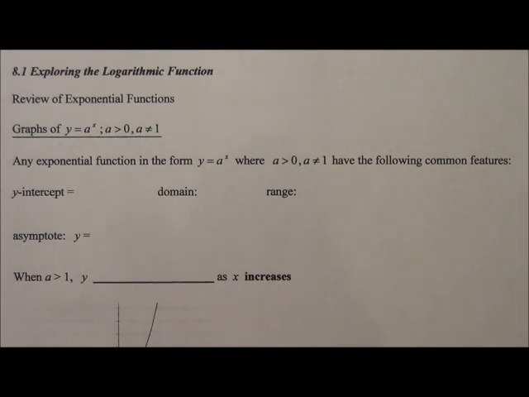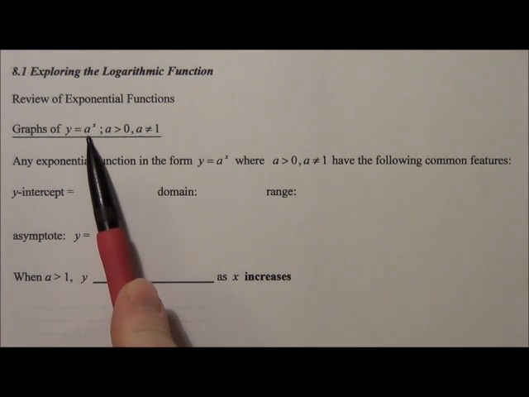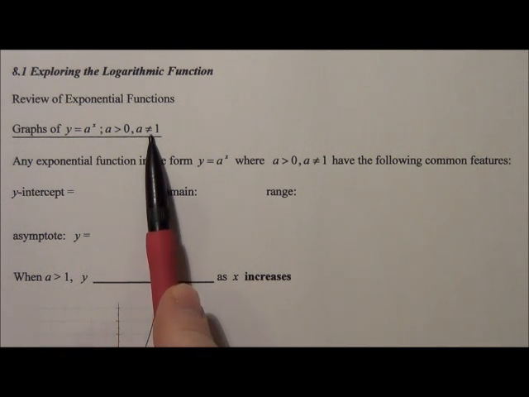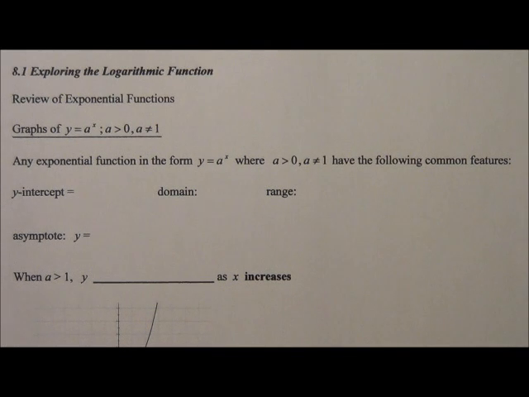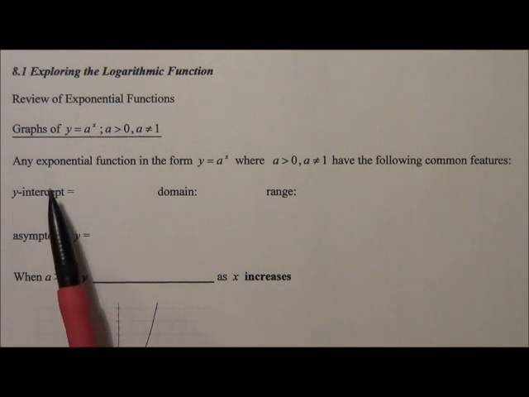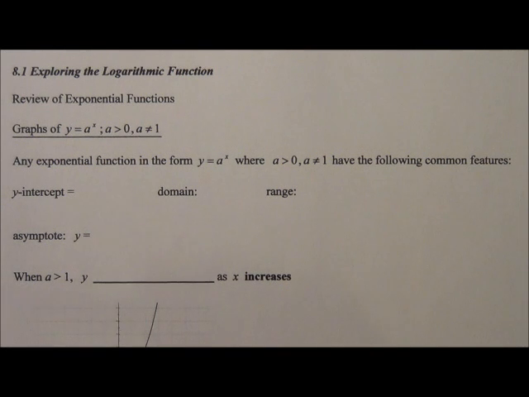So, graphs of exponential functions. Exponential functions have the form a to the x, where a is greater than 0 and a cannot equal 1. If the base did equal 1, then it would just be a horizontal line, and it wouldn't be very interesting at all. So an exponential function is in this form, of course. They have the following features.